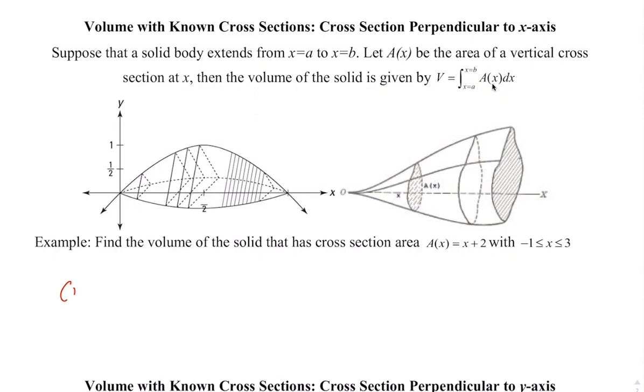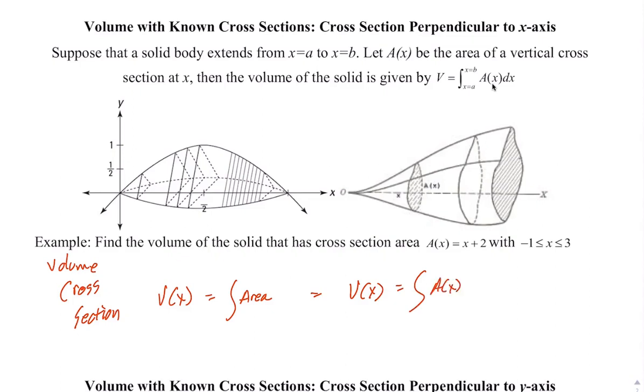If it's a volume of a known cross section, the way you find that volume is you just integrate the area formula. That's it. A lot of times we write that as the volume equals the integral of A of x from whatever the limits are. So that's the volume of a cross section.